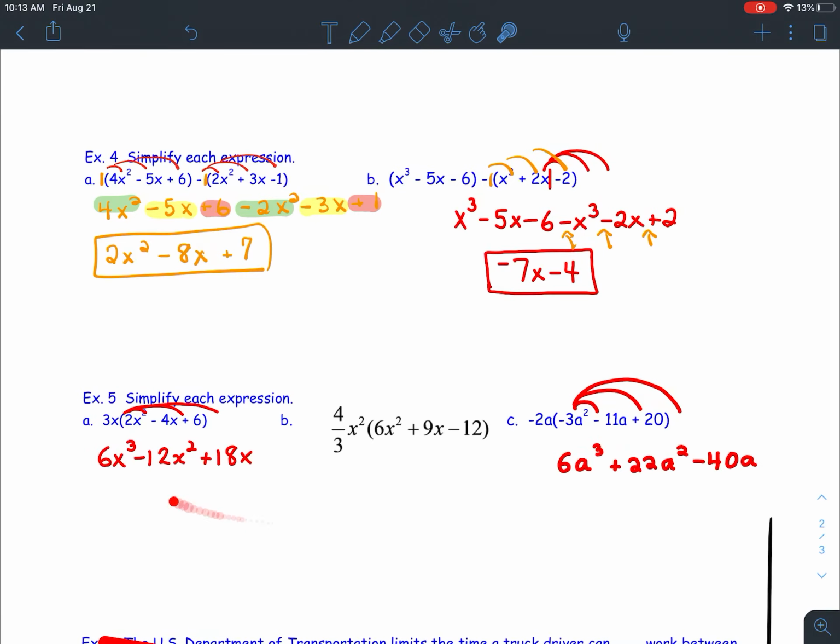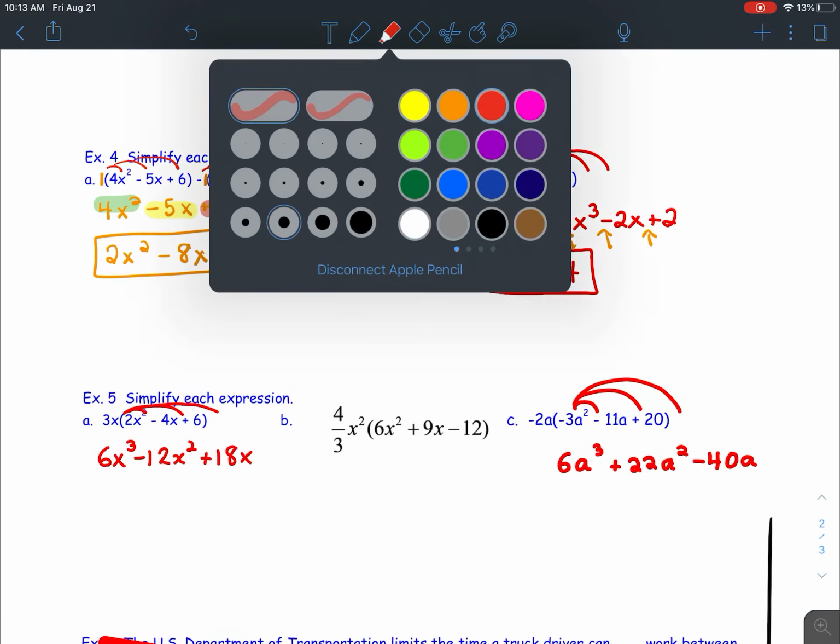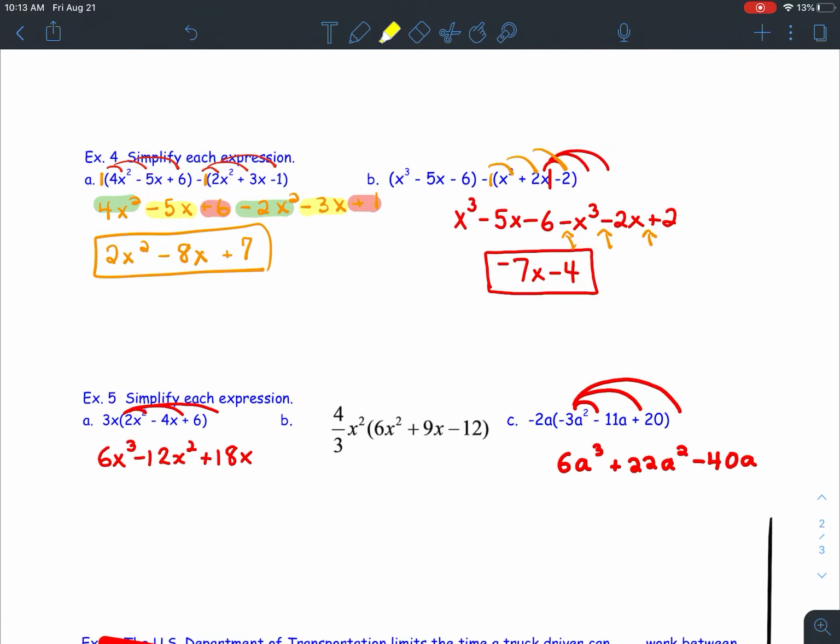What you can see here in these 3 problems is this is just multiplication, which is really just the distributive property. Distributing a 3x, please note that when you distribute the 3x into a 2x squared, I added those exponents. And then the 3x to the -4x, I added those exponents. I just want to look at example B with you, because here we are distributing a 4/3 x cubed.